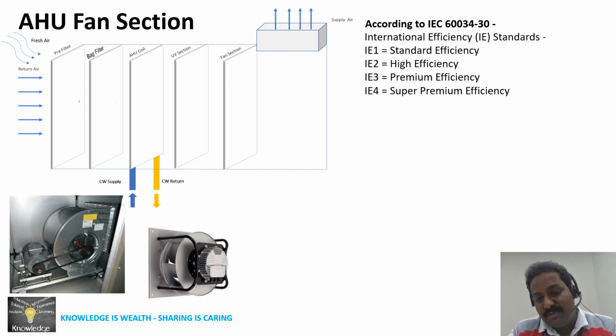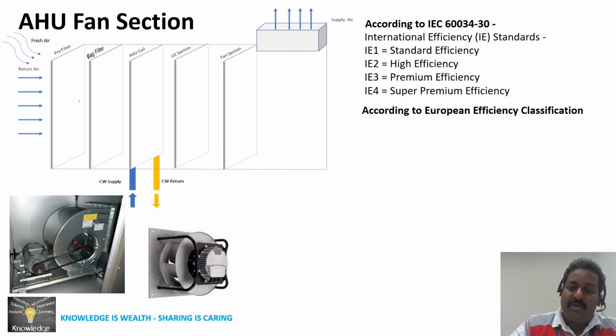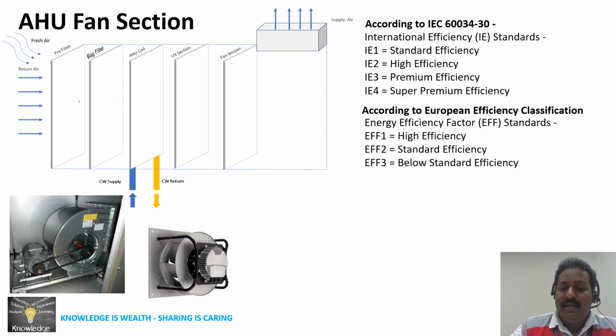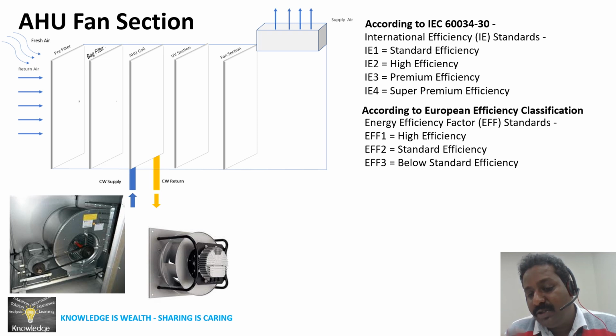They give stars, no? So 5-star, 4-star ratings. Just like that, for our blowers and motors, they give IE standards. Or else one more standard is there, according to the European Efficiency Classification. They call it EFF, energy efficiency factors. But here it is reversed: EFF1 is high efficiency, whereas IE1 is standard efficiency. EFF2 is standard efficiency. EFF3 is below standard efficiency.